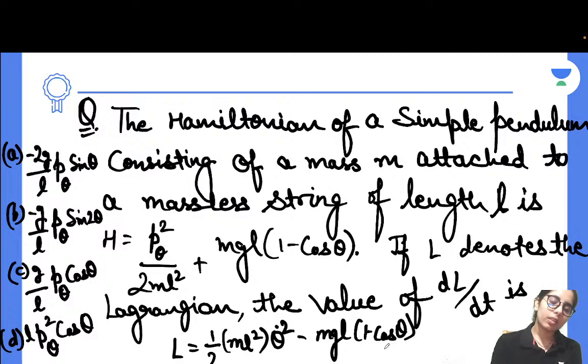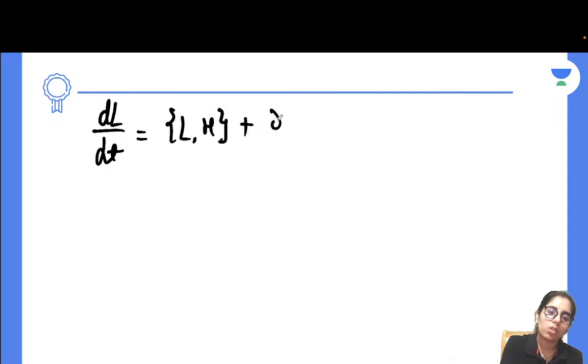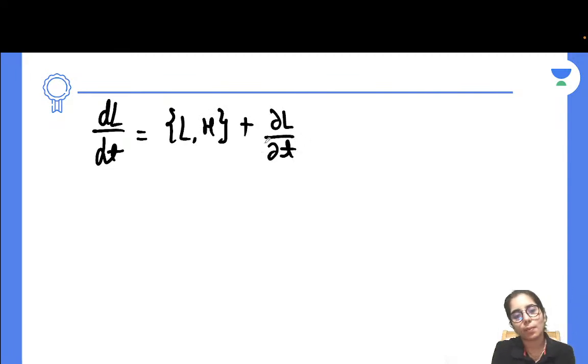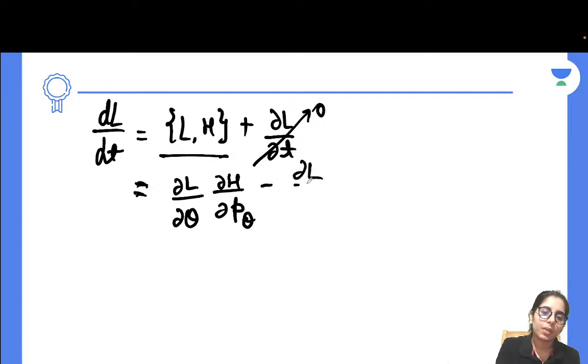Now, in this case, you are going to find the total time derivative of the Lagrangian. So it is what? dL over dt is equal to the Poisson bracket of L with H plus the partial derivative of L with respect to time. This will be 0 because the Lagrangian doesn't have a time term directly present in it, but the Poisson bracket will give you some value. So you simply do delta L over delta theta times delta H over delta p theta, minus delta L over delta p theta times delta H over delta theta, right?